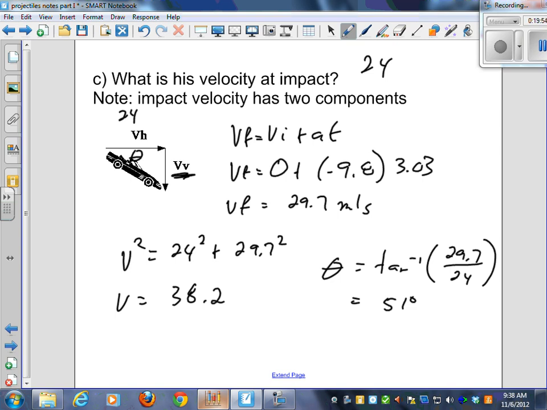And how would you describe that? Like, could you go like east, 51 south? Is that how you would describe it? Probably not. You would say BTH, below the horizontal. 51 degrees below horizontal, BTH. That's pretty simple, pretty straightforward.